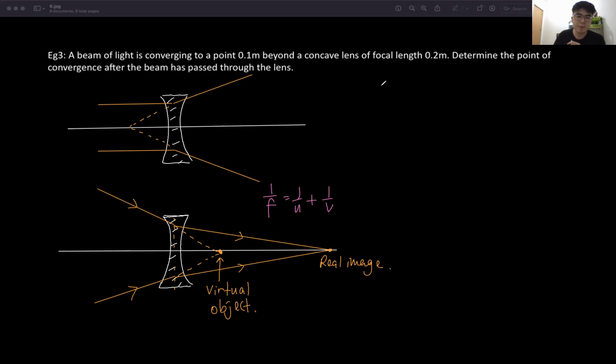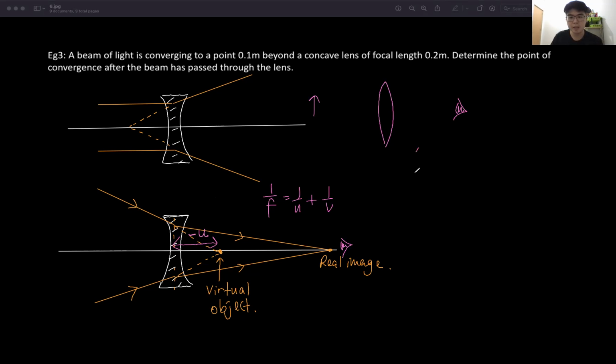Because in all examples that we did, we put it on the left side. Right here, our I is on the right side, but the u, the object, is on the right side. But it's actually a virtual object. But still, we take the u as a negative u. So this is one case where you have a negative u.